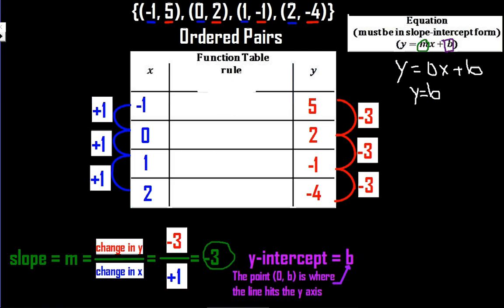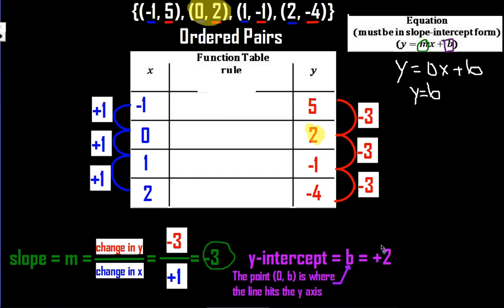And so now, which ordered pair do we have that has the 0 as our x value? Well, we can see it right here. It is (0, 2), which means that our b value is going to be 2, which is our y-intercept.